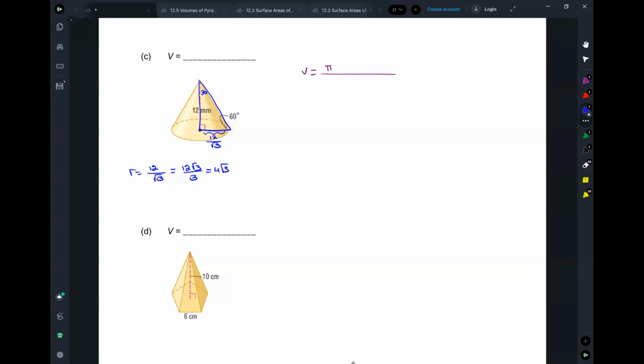Okay? So this is pi r squared times h, which is 12. That's what we did for the cylinder, divided by 3 for the cone. All right? This cancels this. I get 4. So this is 16. I'm sorry, not 16. 16 times 3 times 4 times pi. That is 603.19.